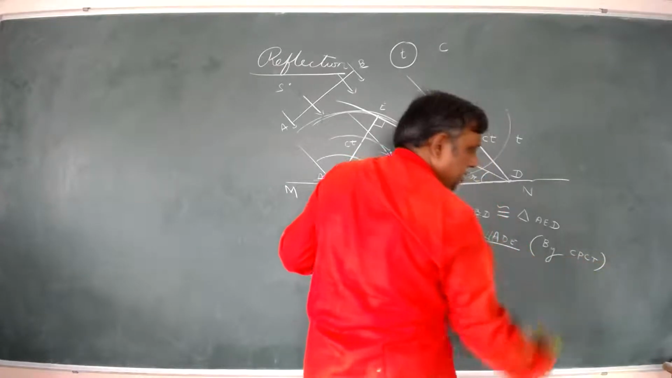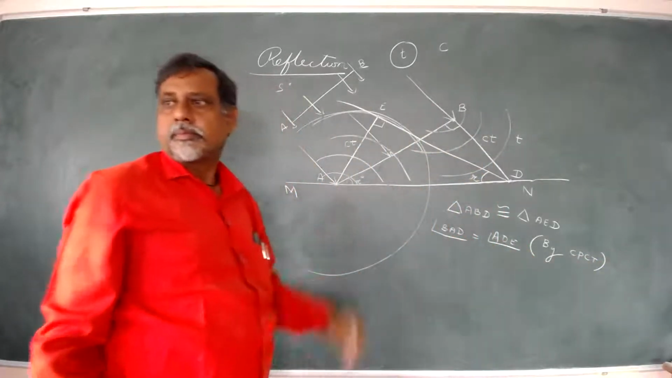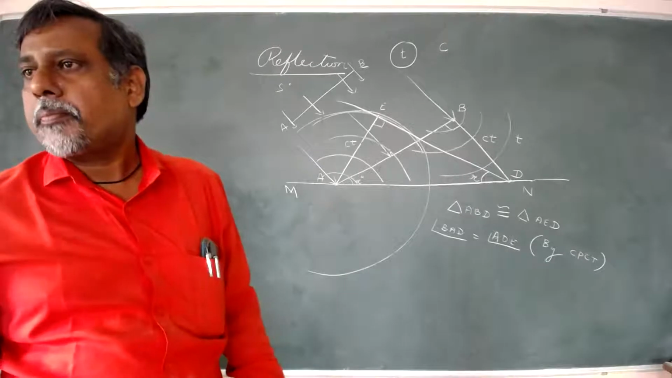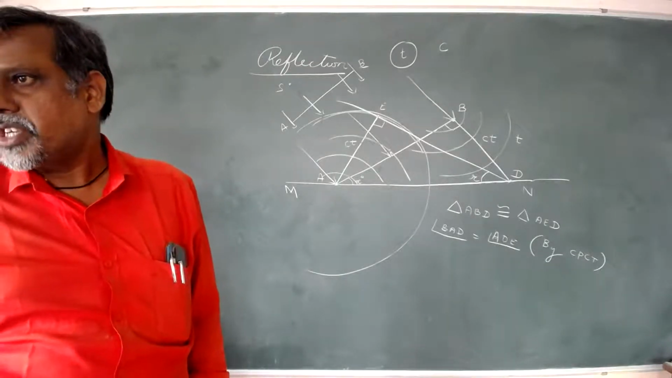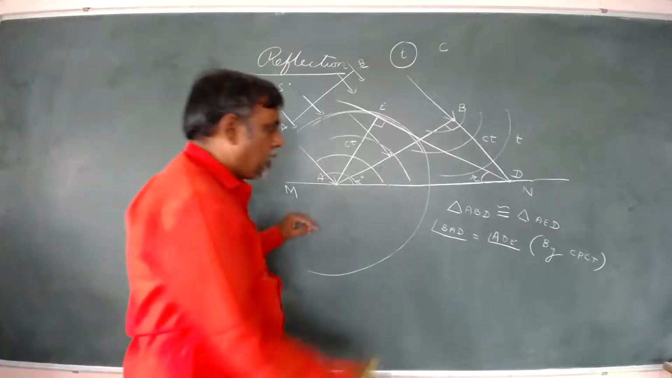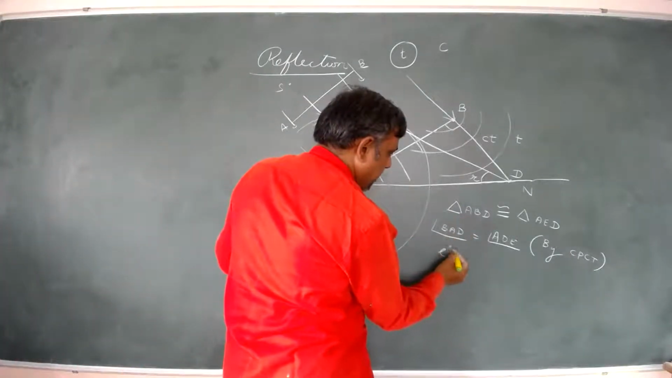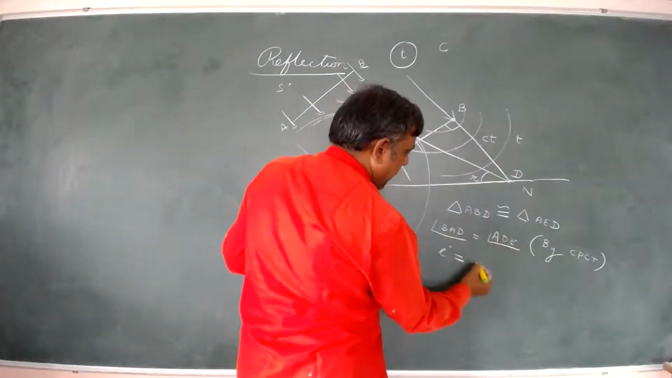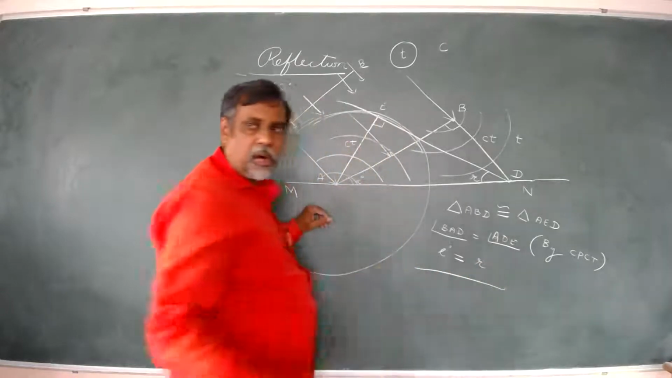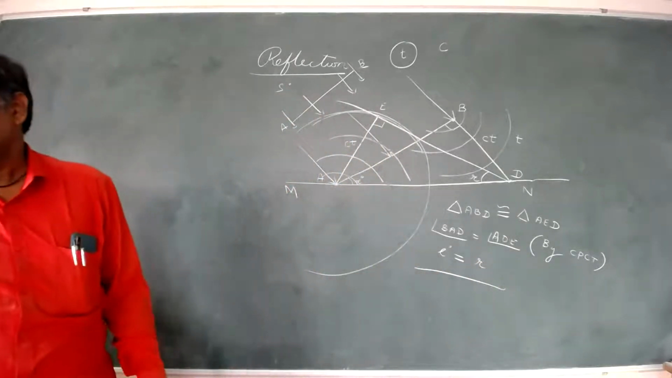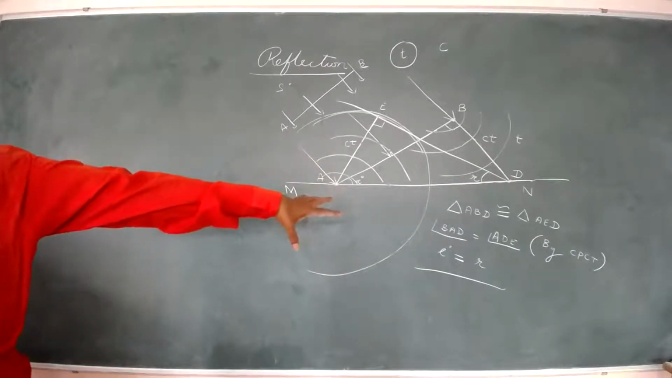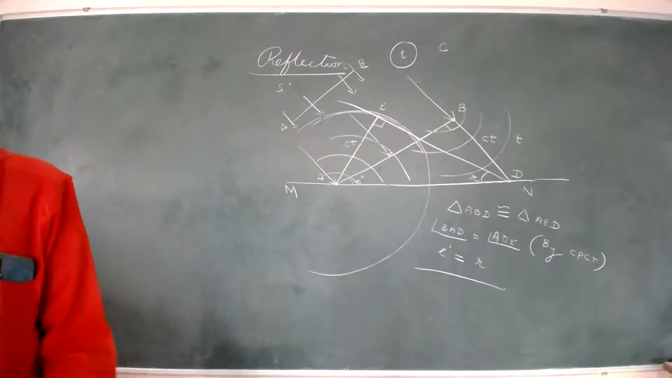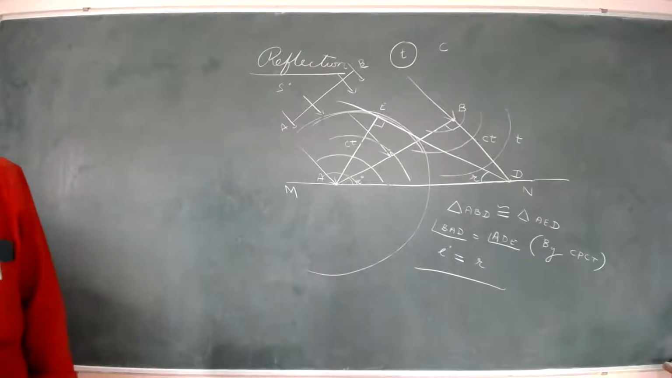By CPCT, corresponding parts of congruent triangles. Understood? Therefore, what is the angle BAD? I. What is the angle ADE? I is equal to R. This is Huygens' explanation for reflection. Briefly, note it down. Free hand. Come on, please make it faster.